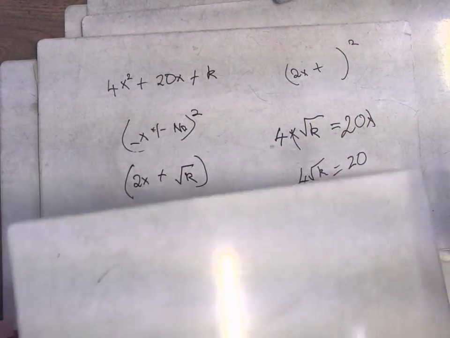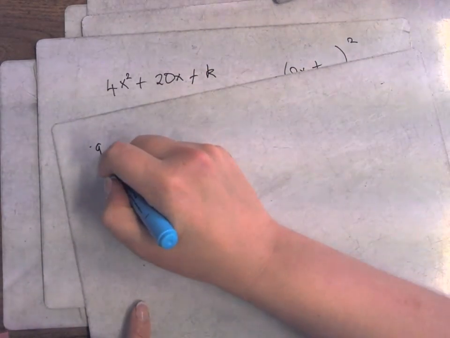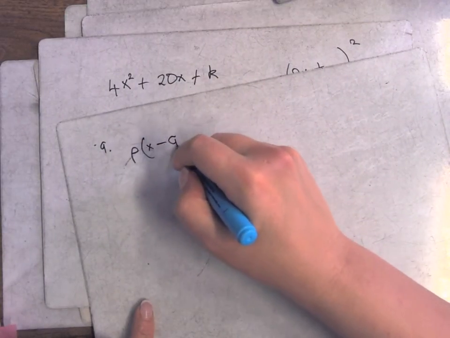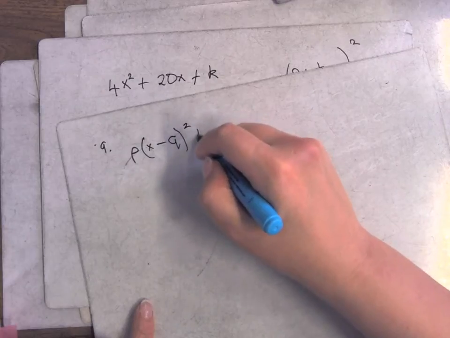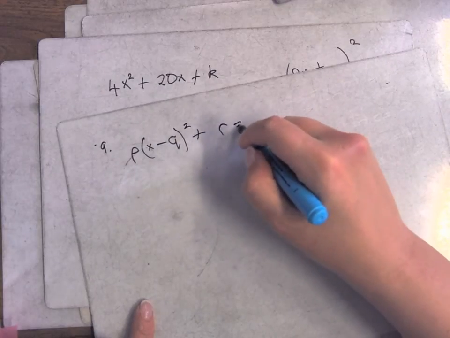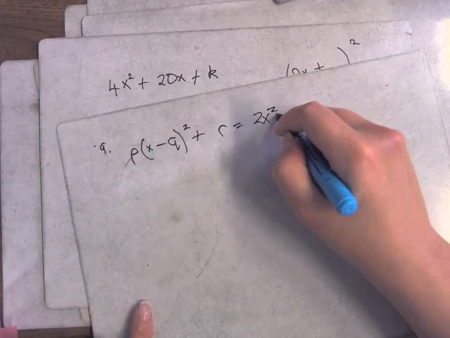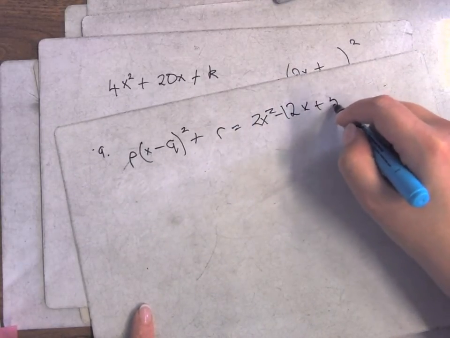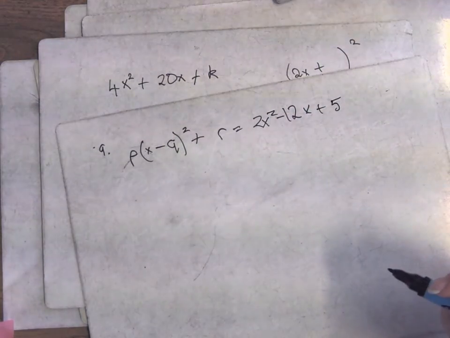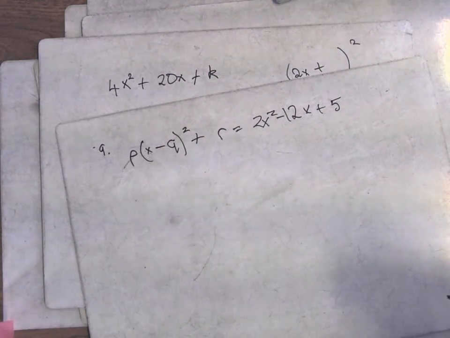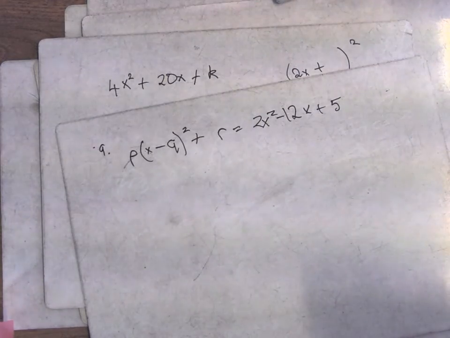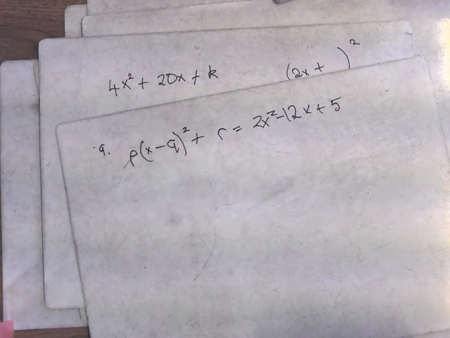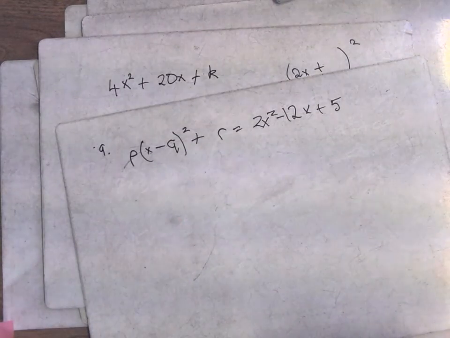Yeah, okay, so number 9 is p times (x minus q) squared plus r equals 2x squared minus 12x plus 5. Right, this is going to be: let the x squared term on the left equal the x squared term on the right. Let the x term on the left equal the x term on the right. Let the number on the left equal the number on the right. What do I need to do? When you have brackets, what do you need to do?